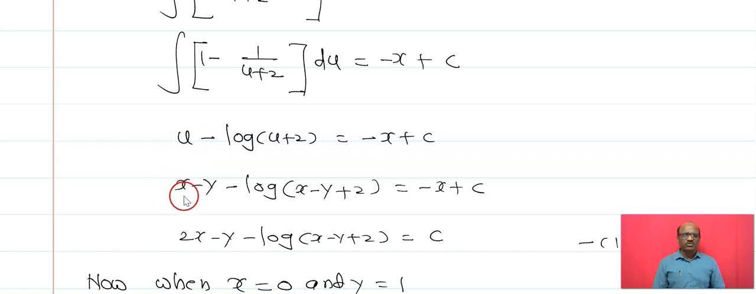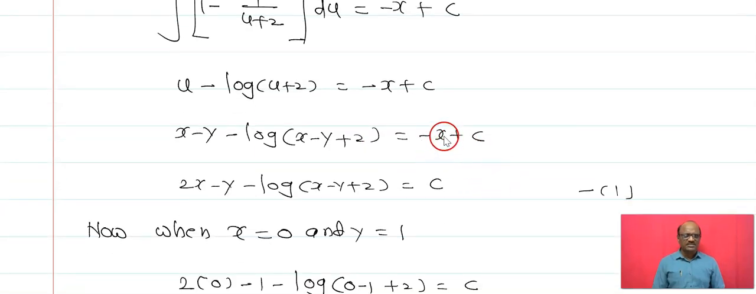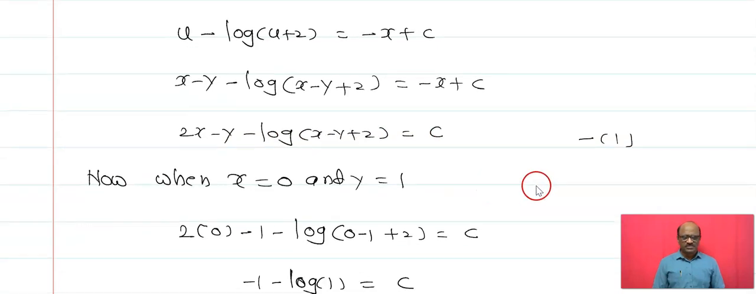Substitute the value of u, which is x - y: (x - y) - log(x - y + 2) = -x + c. Bring this -x to the left hand side, x + x, that will become 2x - y - log(x - y + 2) = c. This is the first one.